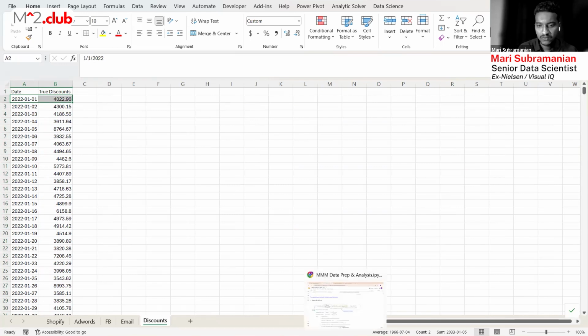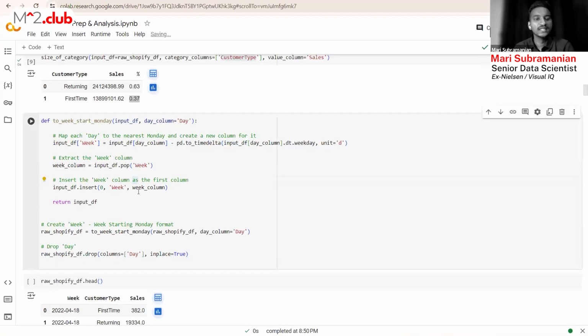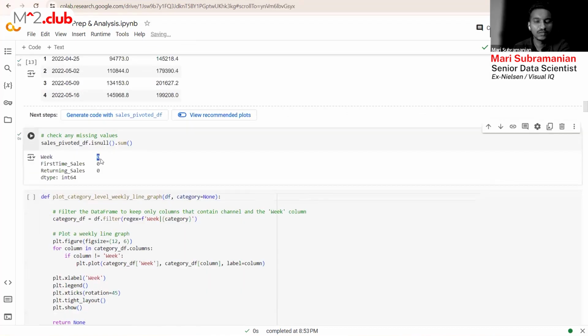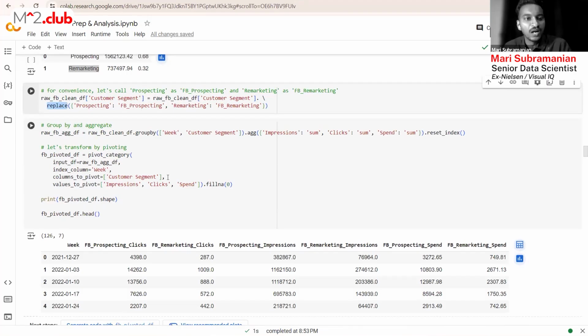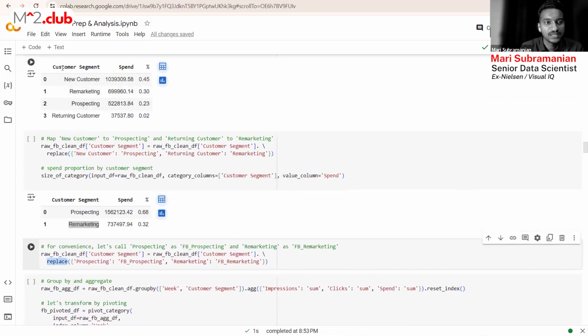So let's go back to our notebook and try to process this data, right? And then let's do the quick processing. We would be building the model at a weekly level. We'll need to aggregate because we are looking at the data at a much higher level. I'm just making sure, once the data is pivoted, that there are no missing values. Okay, so now we need to group this data again because we have modified our customer segment.